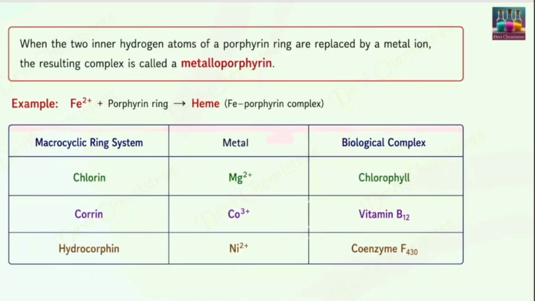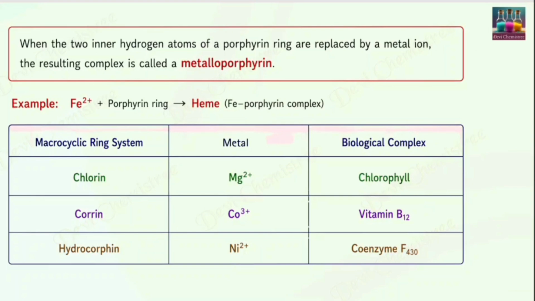We just saw the different types of hydrogens. When the two inner hydrogen atoms of the porphyrin ring are replaced by a metal ion, the resulting complex is called a metalloporphyrin. So by now, it should be clear what a metalloporphyrin is. This is the same as I have told earlier. When the metal Fe in +2 state binds with the porphyrin ring, it forms the complex heme. This is very, very important.